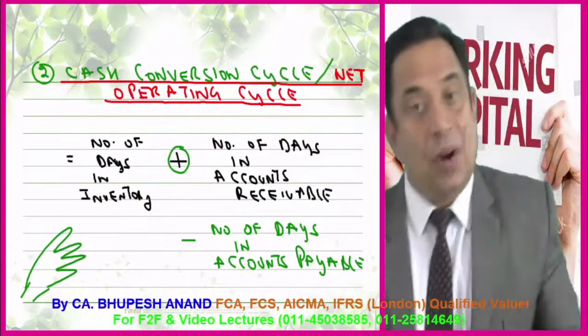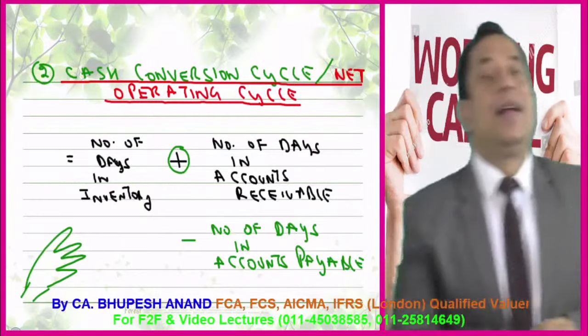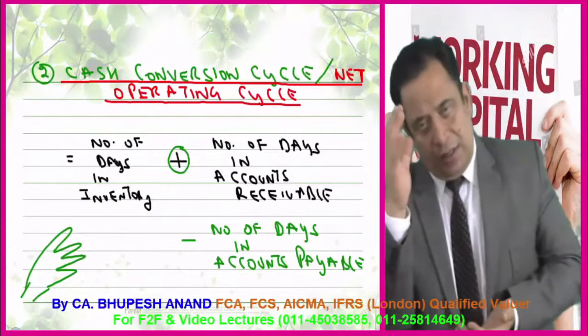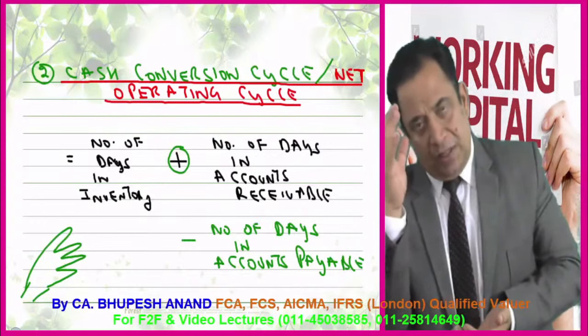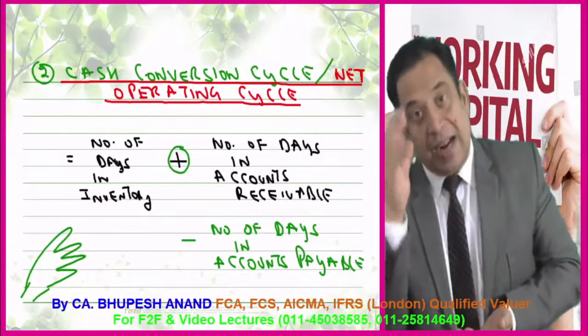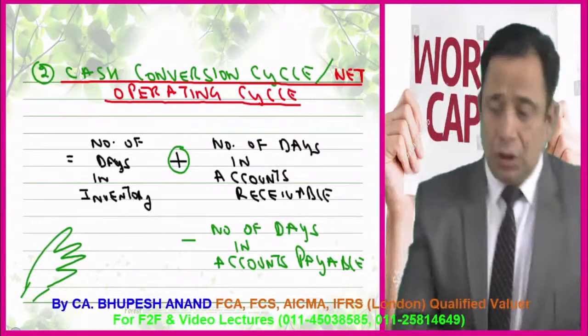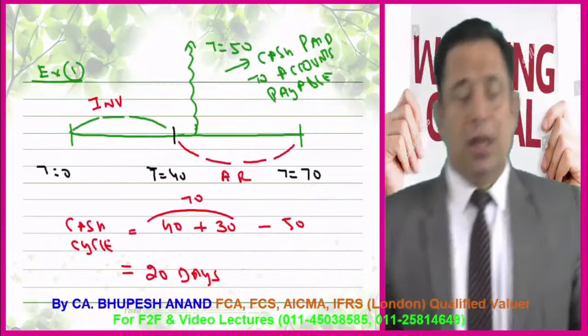Cash conversion cycle or net operating cycle. Very easy. We have already discussed: number of days in inventory plus number of days in accounts receivable minus number of days in accounts payable.